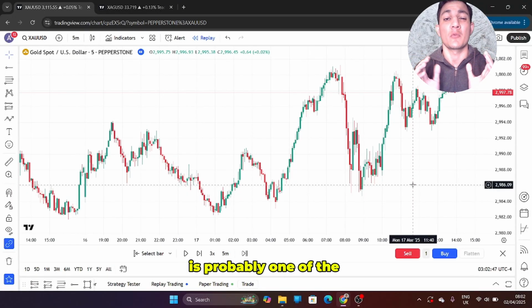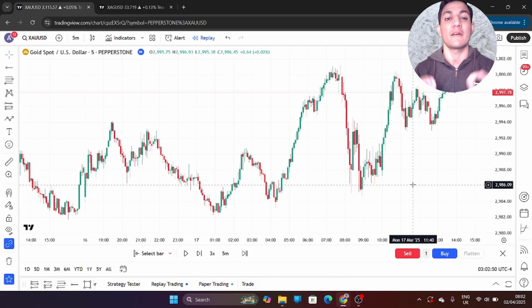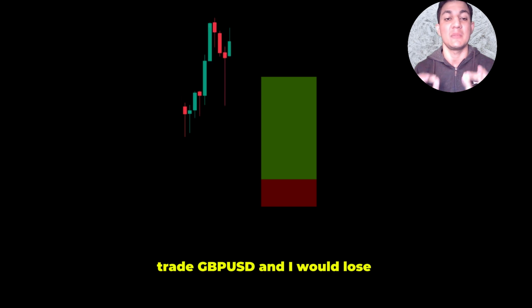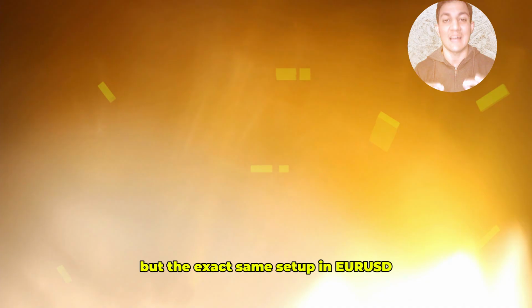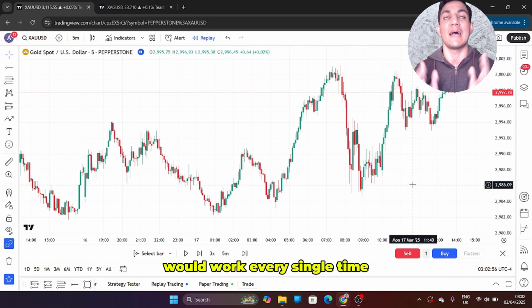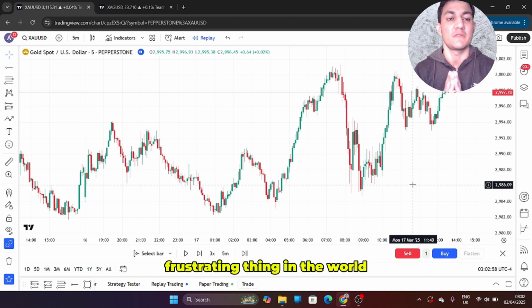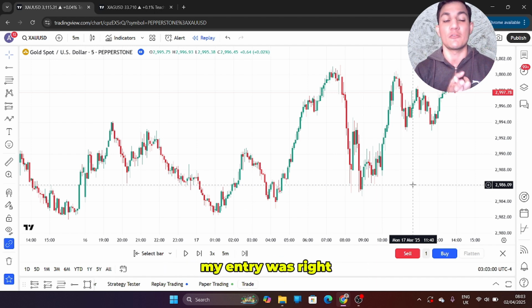Trading one pair is probably one of the worst things you can do, and it held me back for years because I would only trade GBP USD and I would lose, but the exact same setup in euro dollar would work every single time. And it was the most frustrating thing in the world. I'd have the bias right, my entry was right, but I would still lose. So in this video, I'm going to tell you why you shouldn't trade just one pair only.